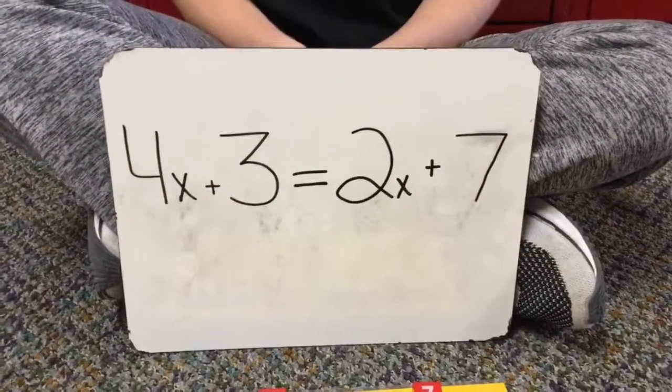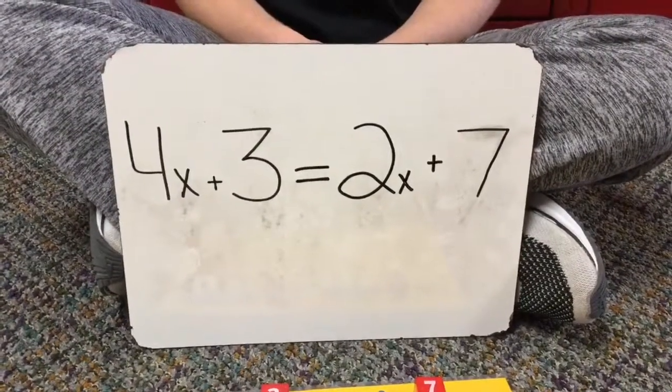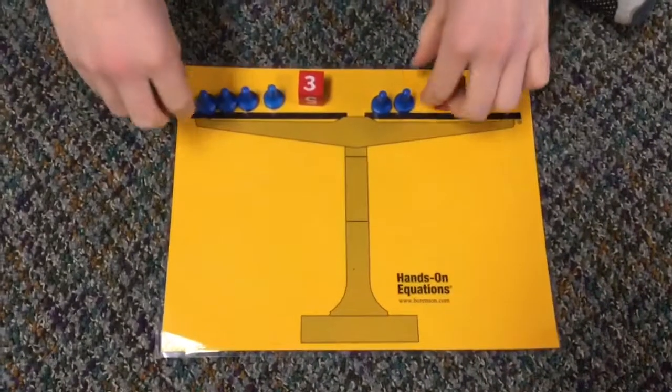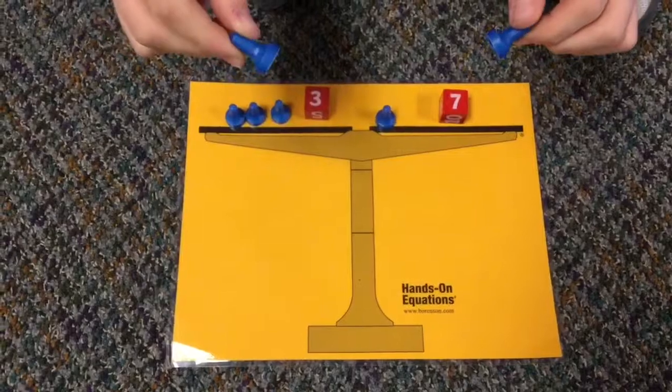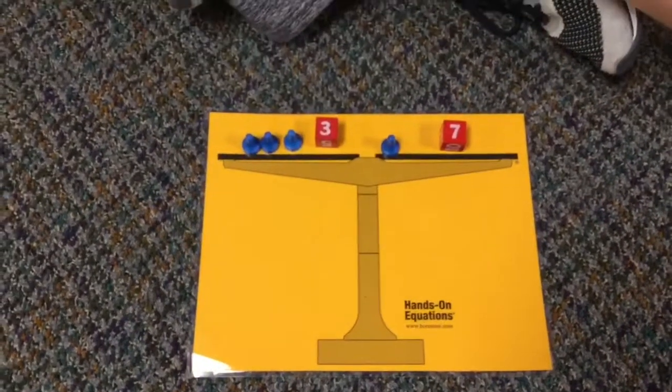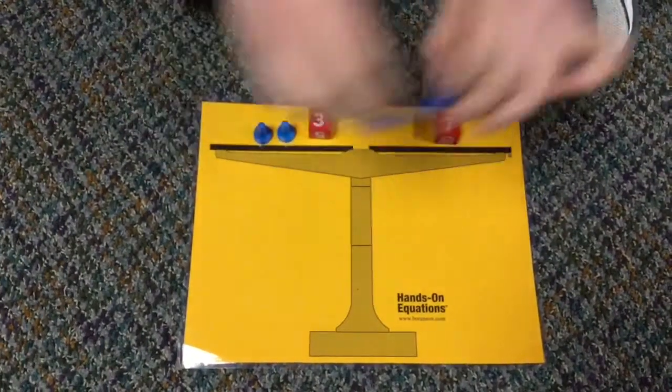Our first problem is 4x plus 3 equals 2x plus 7. So first we are going to do what we call a legal move, and since these are the same, it stays the same on the scale, so we can take those off, and then we can do that again.